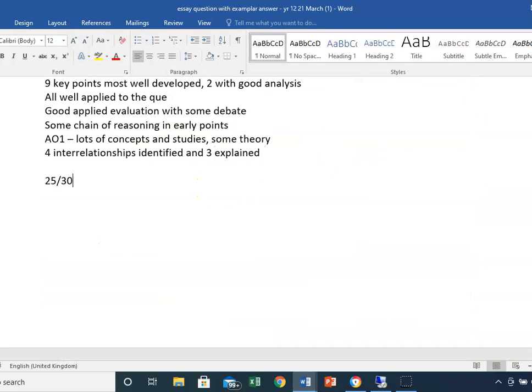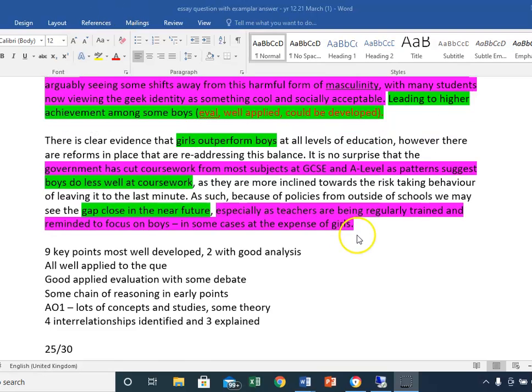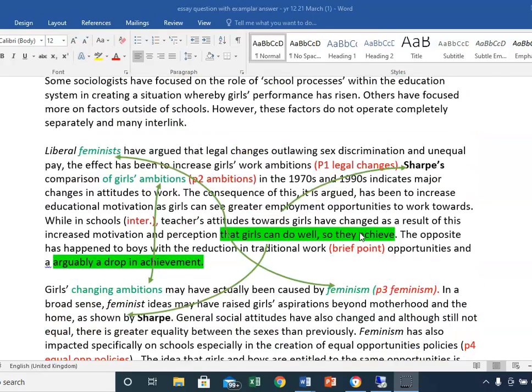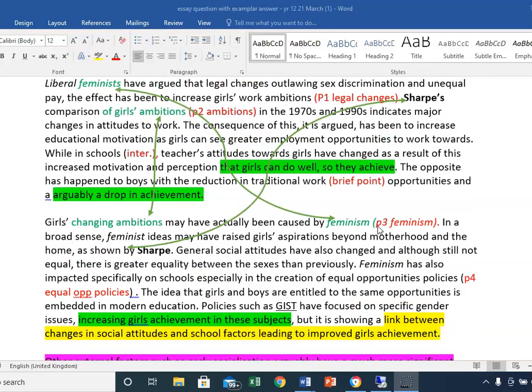25 out of 30, which is a great mark for a 30-mark essay, and would be roughly around about a B, a high B. So hopefully that has given you an idea of what a pretty good 30-mark essay looks like on gender, and particularly how you go about linking the different ideas together that you've been learning about over the past 2 weeks with me while we revised gender and education.